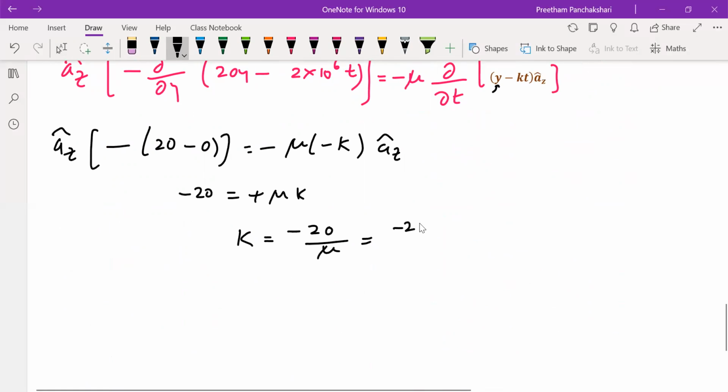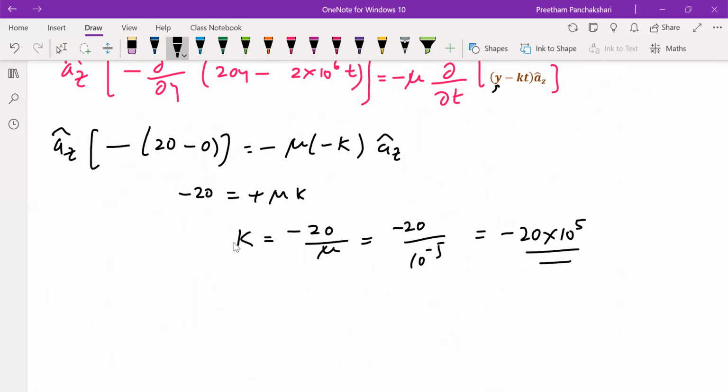So minus 20 divided by 10 power minus 5 is now 20 into 10 power 5. That is the K value. So we solved both the problems. Both of them, a pair of fields was given and both of them are satisfying Maxwell's equations. So we substituted them into the Maxwell's equations and solved to find some constant K.